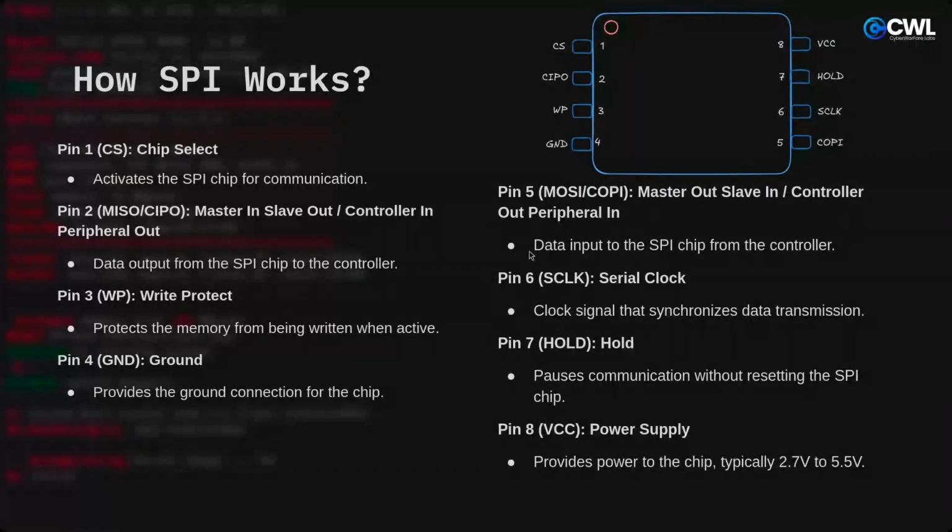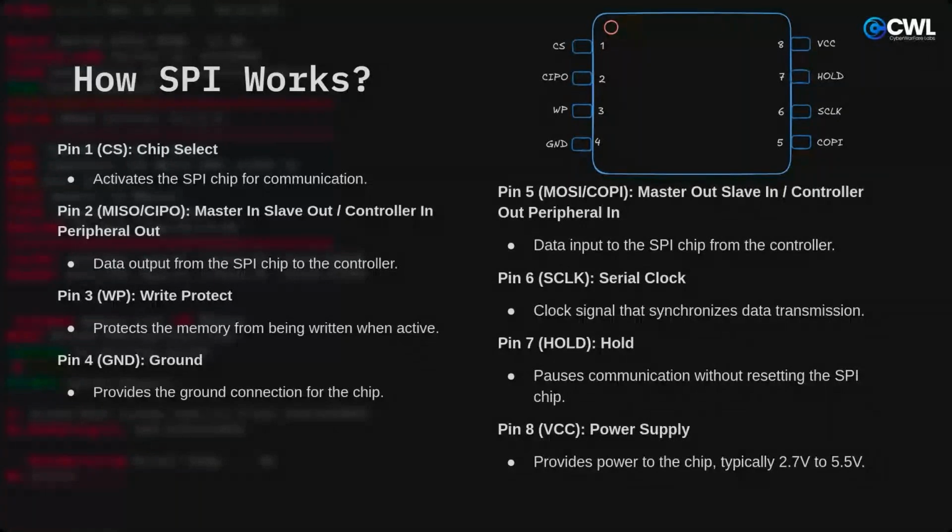So it is used for data input from the SPI chip to the controller. And then we have serial clock, which is pin 6. It is used for transmitting the data between masters and slaves. In simple terms, it transmits data from masters to the sensors, or if we have an ESP8266 board, we can attach the sensor. So it is used for the transmission of the data.